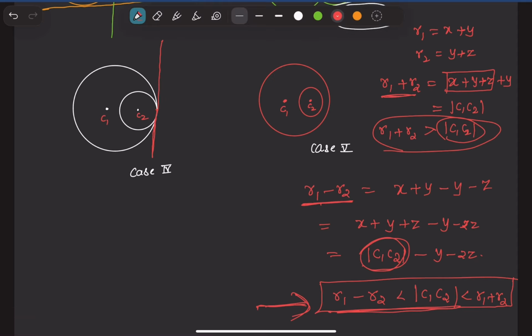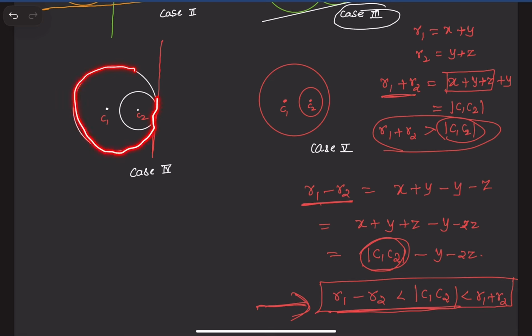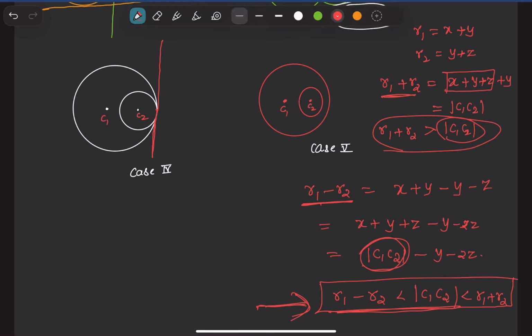Alright, case 4, we have one circle here and the other circle touches the bigger circle internally at a point. So in this case, we have one direct common tangent and there will not be any transverse common tangents. Now if you consider this distance is R2 and this total distance is R1, then the distance between the centers C1 C2 is simply R1 minus R2.